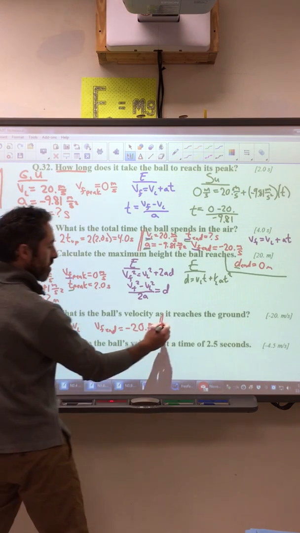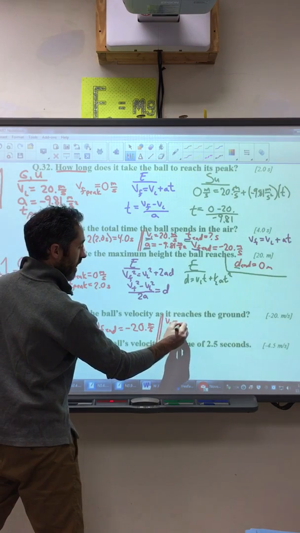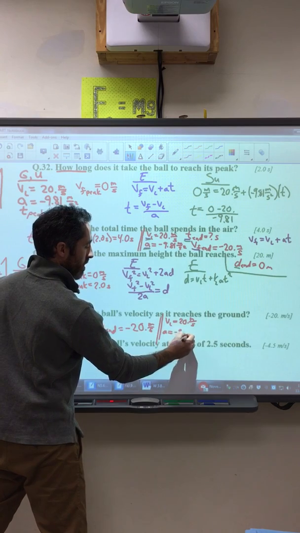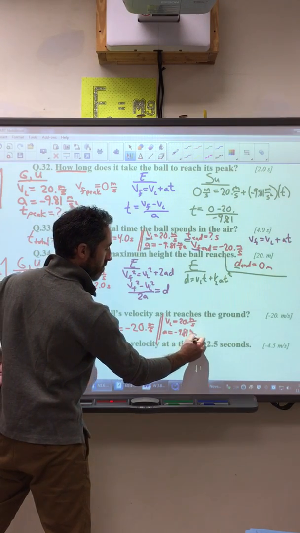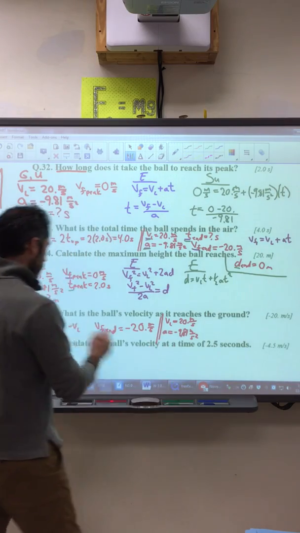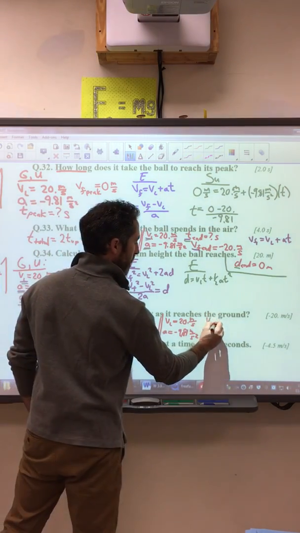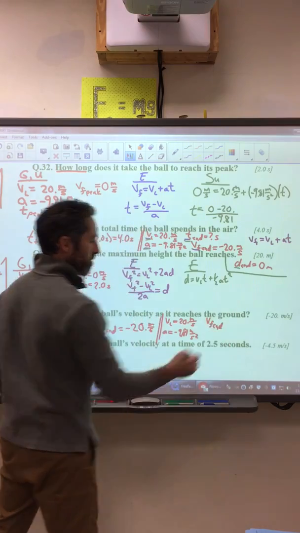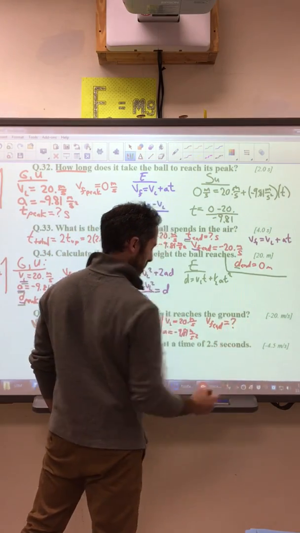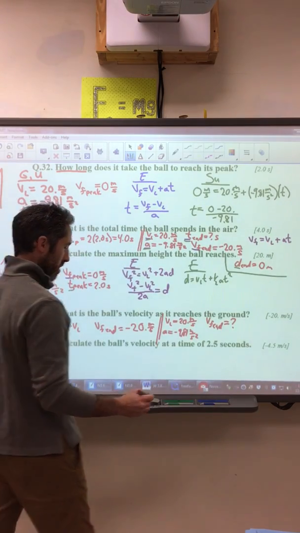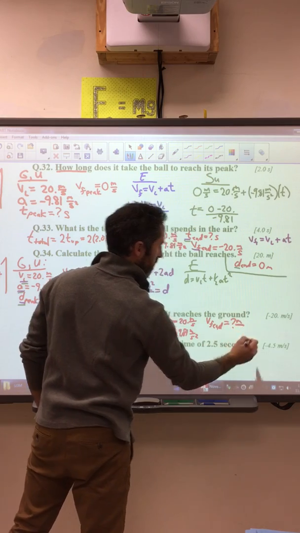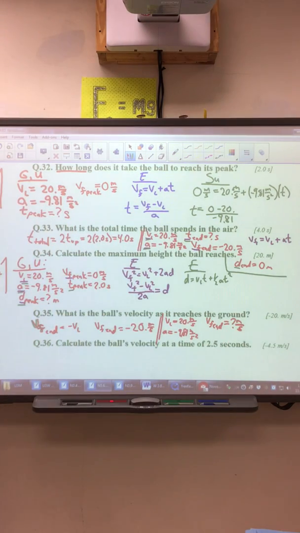If you needed to, well, we still know that the VI is 20 meters per second. We still know the acceleration is downward, negative 9.81 meters per second squared. There's a decimal in there. They want to know the VF at the end. You should always put a little subscript on there telling you what you're looking for. The VF at the end, some amount of meters per second.